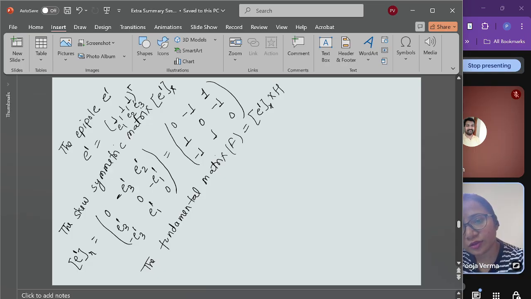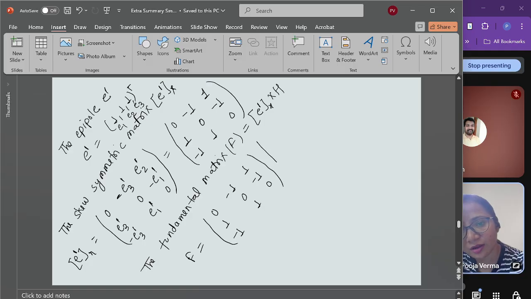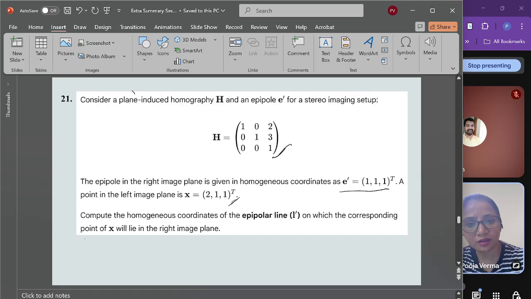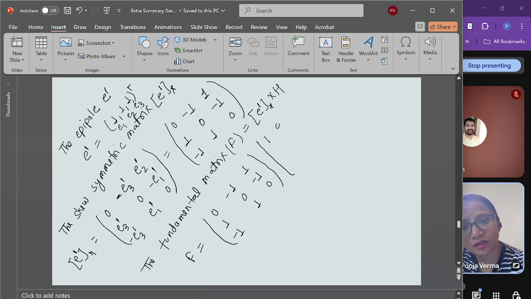So the skew symmetric matrix we had calculated here already: 0, minus 1, 1, 1, 0, minus 1, again minus 1, 1, 0. And the homogeneous matrix is given here: 1, 0, 2, 0, 1, 3, and 0, 0, 1. Okay. So if you just multiply these two matrices, you will get the result.